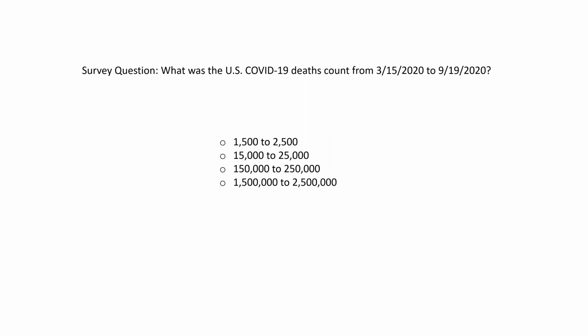So 1,500 to 2,500, 15,000 to 25,000, 150,000 to 250,000, or 1.5 to 2.5 million. I see people are answering. Thank you. 78% of the attendees have answered the question. 80%. So does everybody see the answer to the poll, Tasha? Yes, they can. Okay.